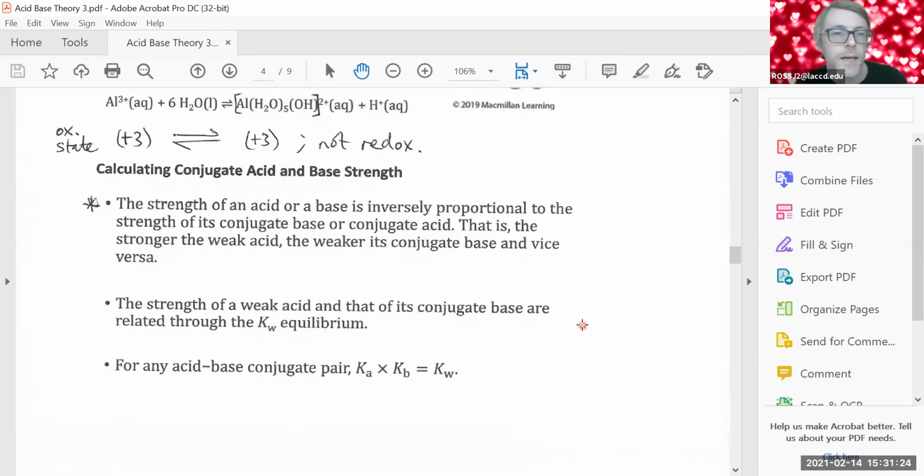Okay, and I put an asterisk on this bullet point here. This is important, and it will continue to be important moving forward as you leave general chemistry and head into organic chemistry. The strength of an acid or a base is inversely proportional to the strength of its conjugate base or conjugate acid.